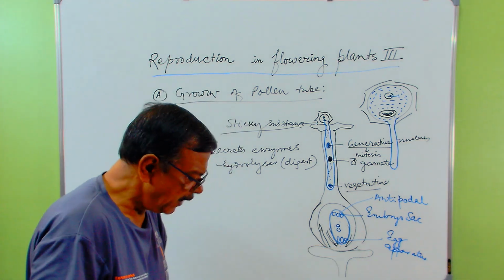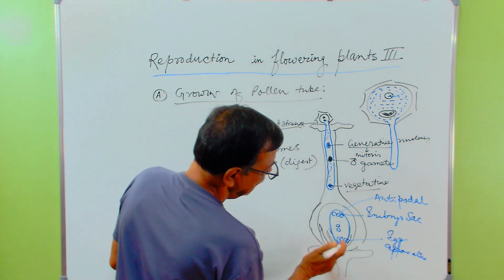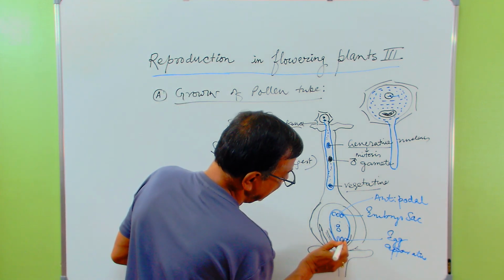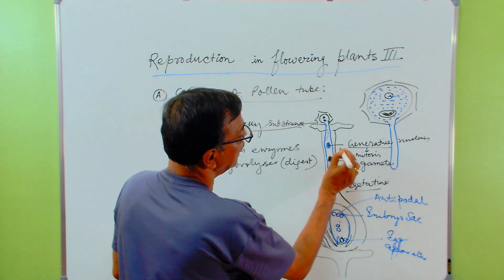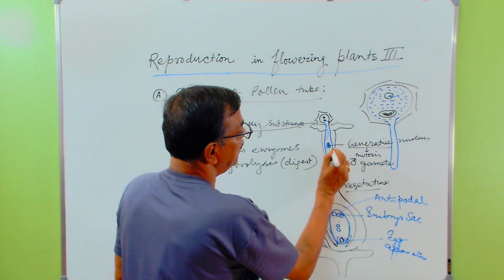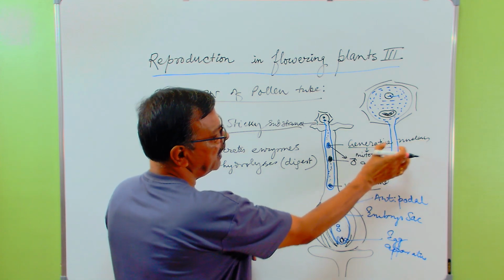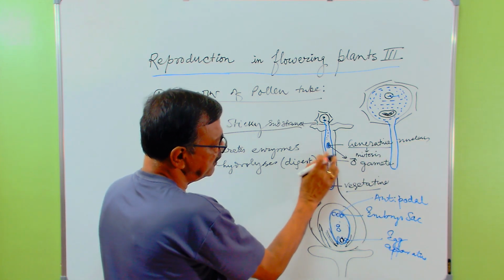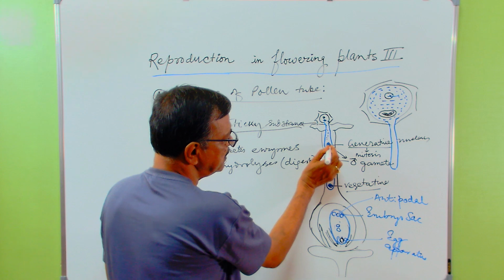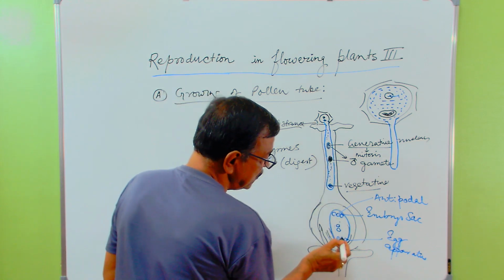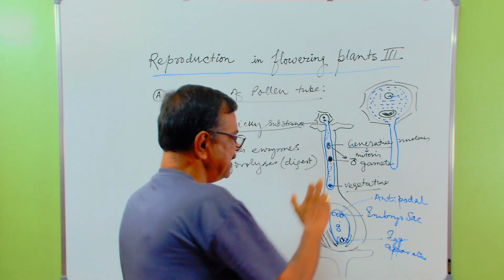So out of this, one egg is there, the female gamete, and these two are the male gametes. Clear? This is one male gamete, and another one. This is because of the mitosis division of the generative nucleus. I have not drawn it again. Simply two male gametes, one female gamete is there. Clear? Now the pollen tube enlarges.